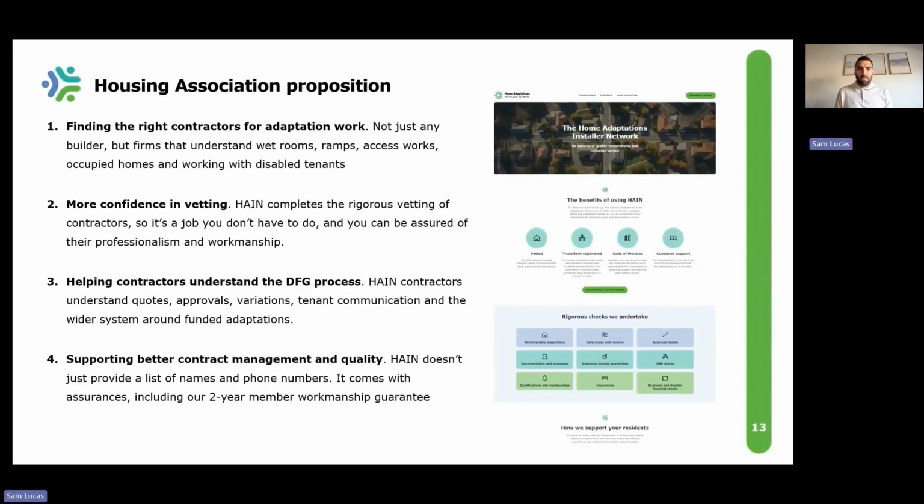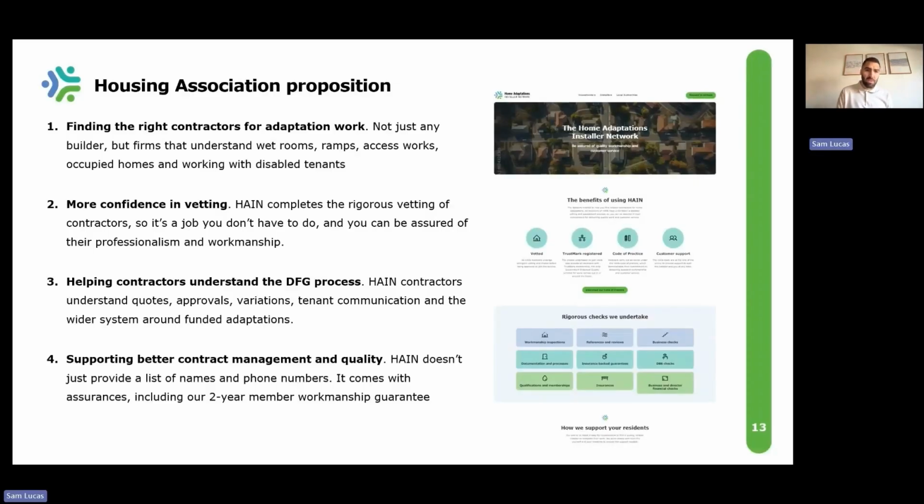how to deliver wet rooms, ramps, access works, but they also understand how to work with disabled and vulnerable tenants. So they're not just going in there to build an extension, they're building an extension for somebody who has a specific set of needs, and they're well versed in that because they have the experience of delivering similar jobs. You can have more confidence in vetting.